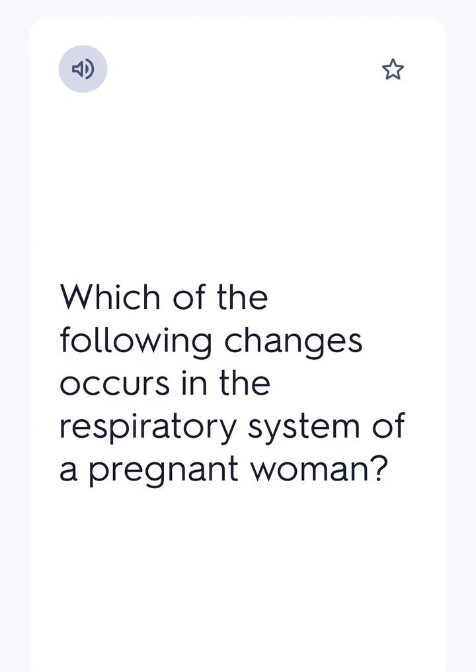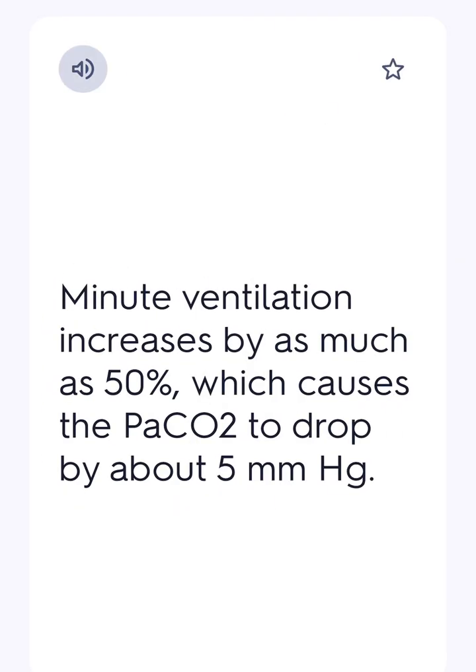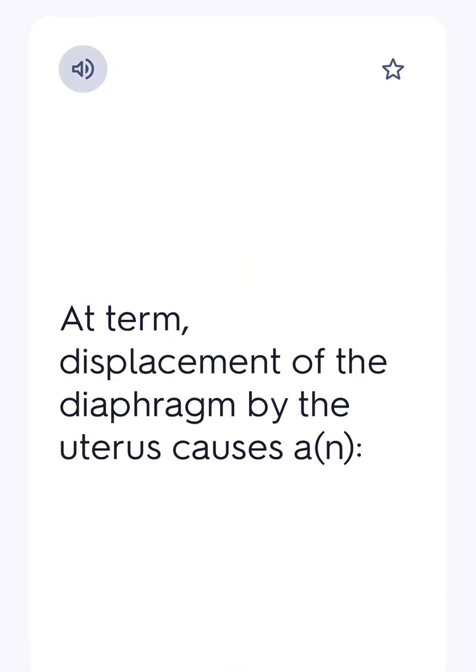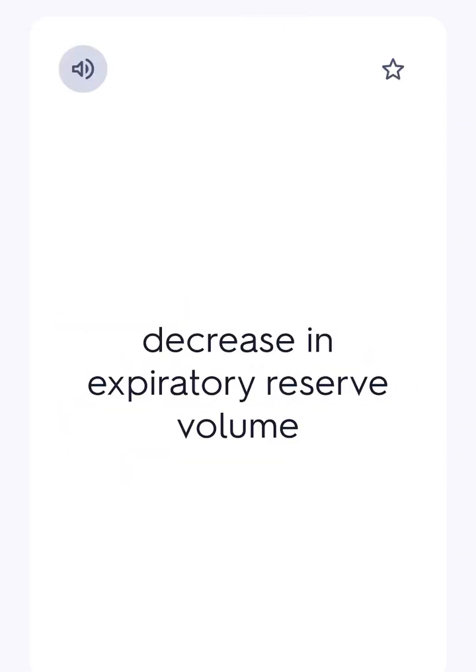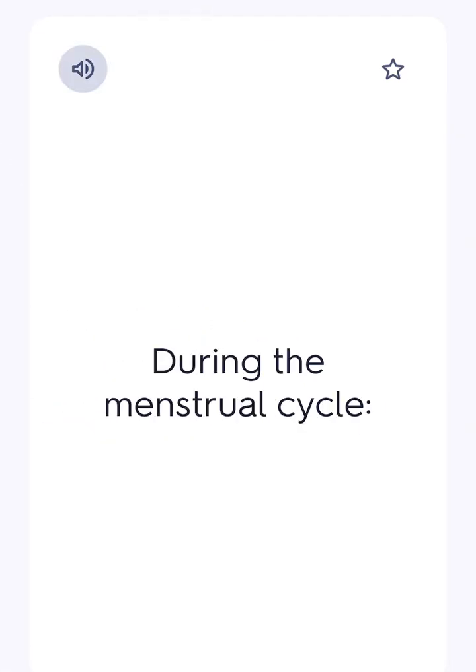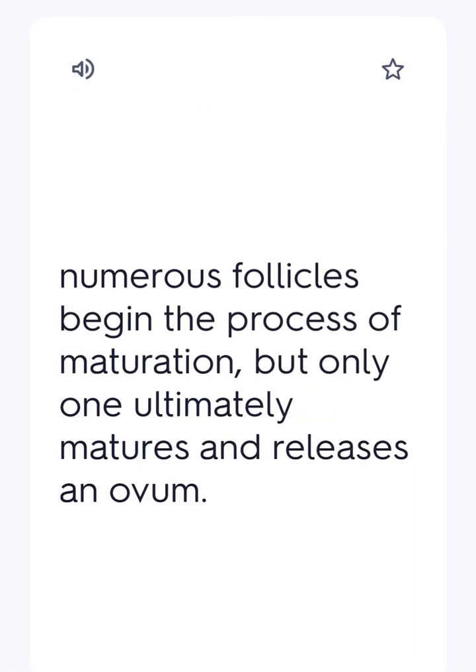Which of the following changes occurs in the respiratory system of a pregnant woman? Minute ventilation increases by as much as 50%, which causes the PaCO2 to drop by about 5 mm Hg. At term, displacement of the diaphragm by the uterus causes a decrease in expiratory reserve volume. During the menstrual cycle, numerous follicles begin the process of maturation, but only one ultimately matures and releases an ovum.